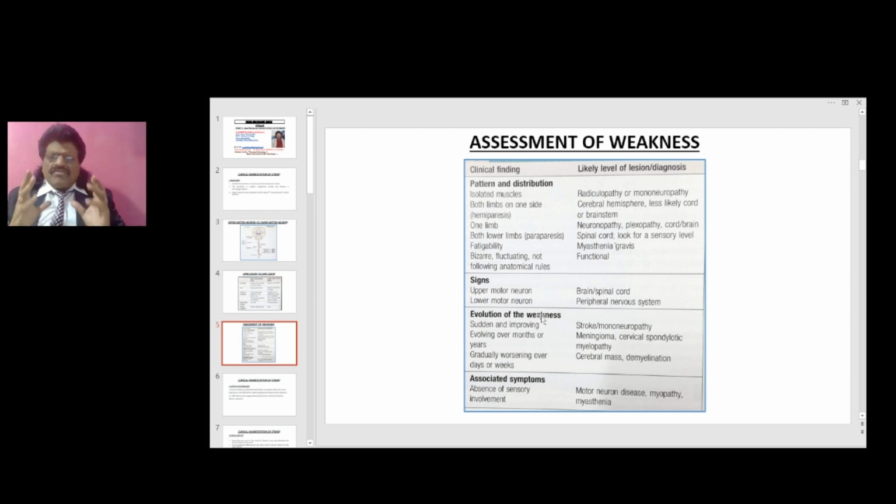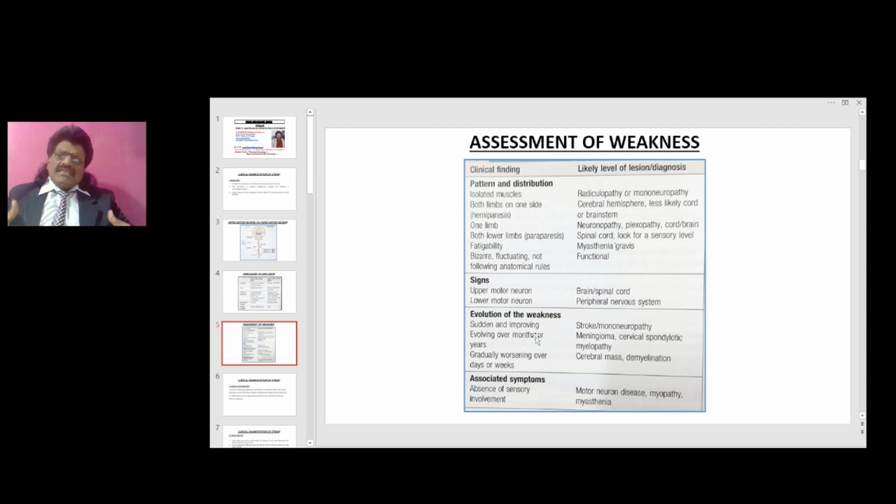Evaluation of the weakness is very, very important. When we approach a person with stroke, evaluation of the weakness or the temporal profile of the illness is very important. If it is sudden and improving, it has to be stroke and mononeuropathy. Stroke patients present with sudden onset of weakness, and they can improve also when the edema reduces. So sudden and improving, always we need to think of stroke.